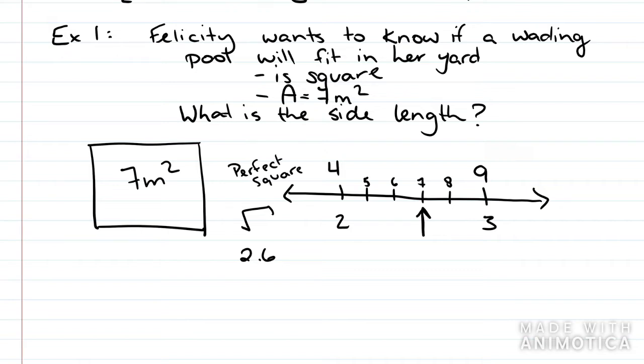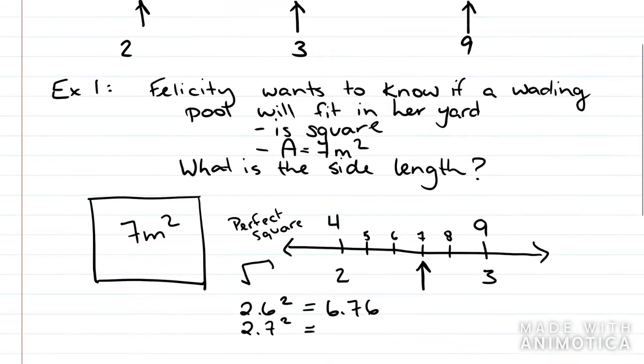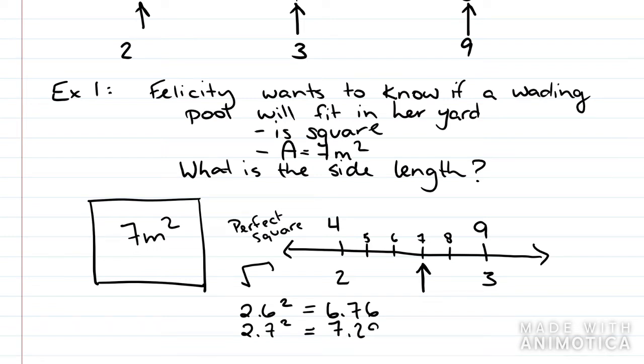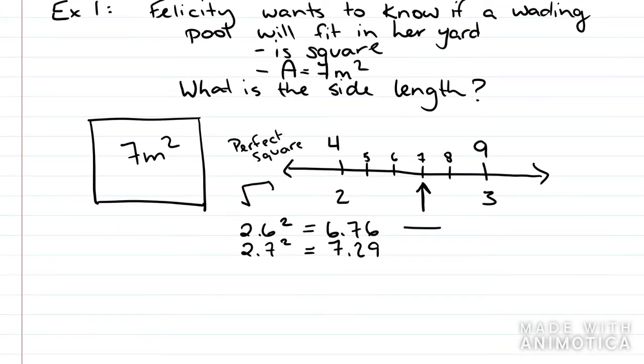So if I use my calculator and do 2.6 squared, what does it give me? That's another way to write squared. 6.76. Okay, so why don't we try the next one? 2.7 squared. So what's 2.7 squared? Well, that gives me 7.29. And if you look, we were actually closer with our first one.